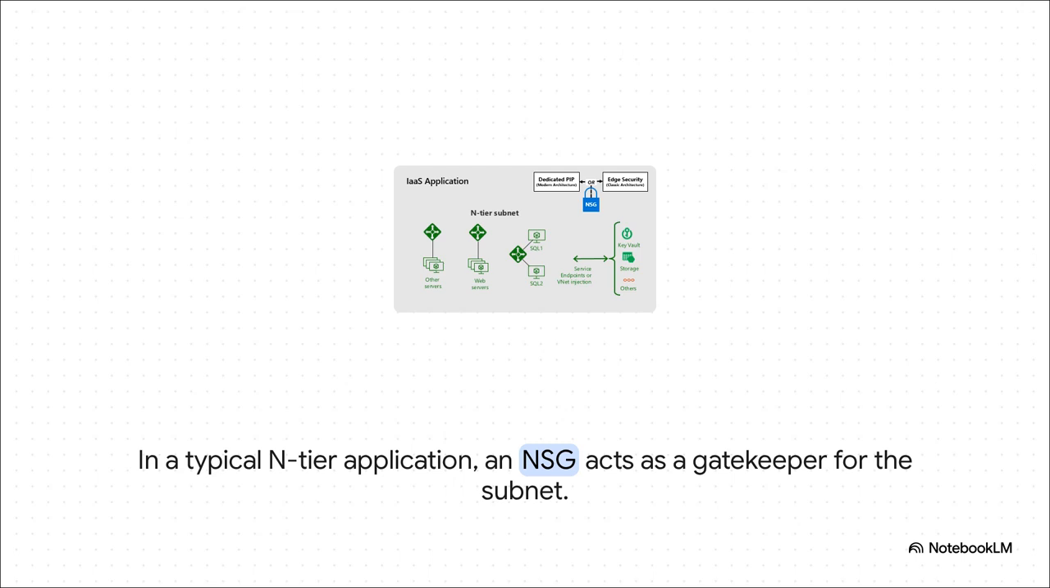It's controlling traffic between the subnets. So it lets the web servers talk to the database, for example, but blocks everything else. This internal, or east-west, traffic is the perfect job for an NSG.